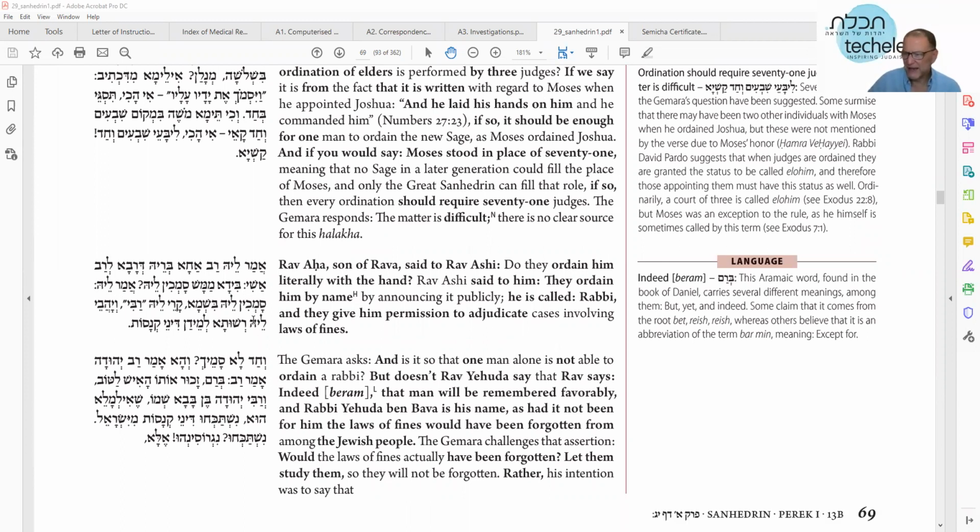Because let's learn the next Gemarah. He says, do we really need to lean our hands? Amalei said, no. Samchin le bishma. We ordain him by name. Karile Rabbi. He's called Rabbi. Vayahavai le rishuta lemedan dinei knasot. And we give him permission to adjudicate laws involving fines.